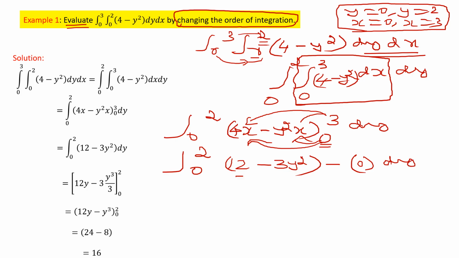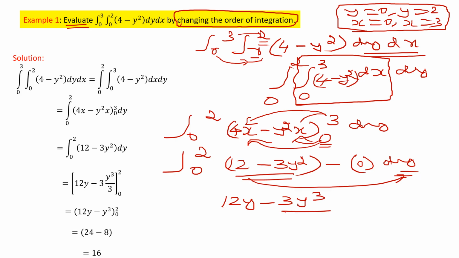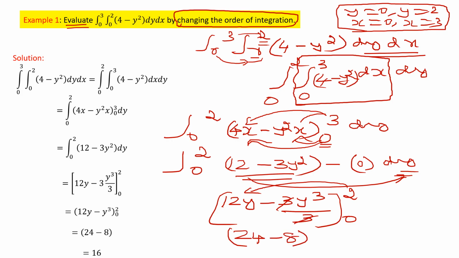So now what do I do? I have to integrate this with respect to y. Integration of 12 with respect to y will give you 12y. Integration of minus 3y power 2 will give you minus 3y power 3 divided by 3. So cancel 3 and 3, substitute 0 and 2. If I apply the upper limit 2 in place of y, it will give you 24 minus 8, minus the lower limit 0. So if I simplify, 16 is the final answer.